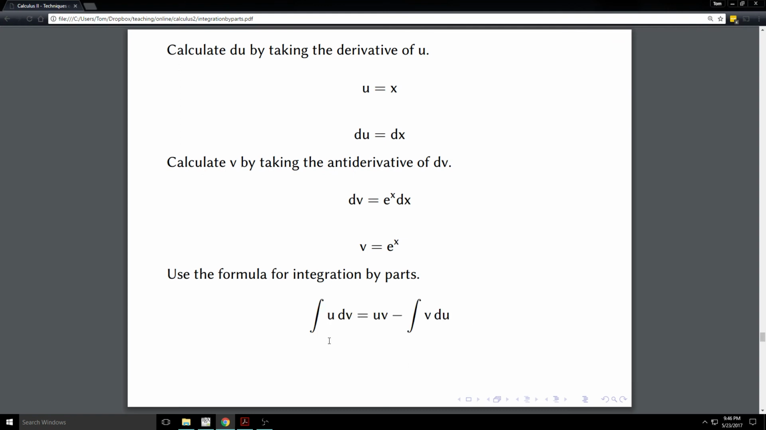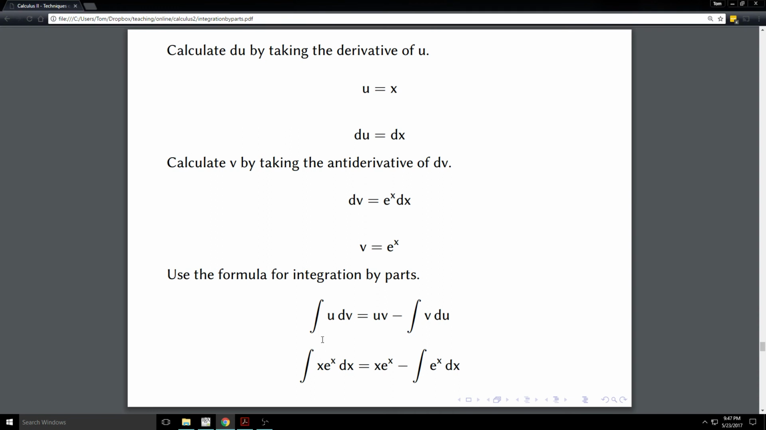So you remember where I told you about the formula for integration by parts. The integral of u dv is uv minus the integral of v du, right? And now we have all of the parts to that. We know u is x, we know du is dx, we know dv is e to the x dx, we know that v is e to the x. So what we're going to do is just substitute those things in to the formula for integration by parts, and that's what we would get.